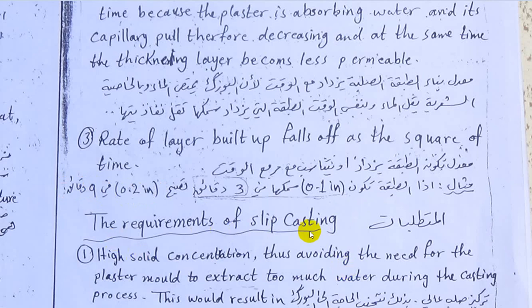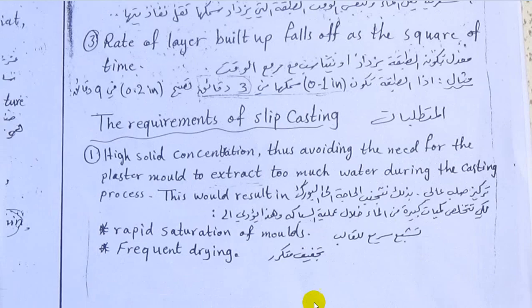The requirements of the slip casting: high solid concentration, thus we can avoid needing the gypsum plaster. Avoiding the need for the plaster mold to extract much quantity of water drawn throughout the casting. This is going to lead to rapid saturation of the molds as well as frequent drying.